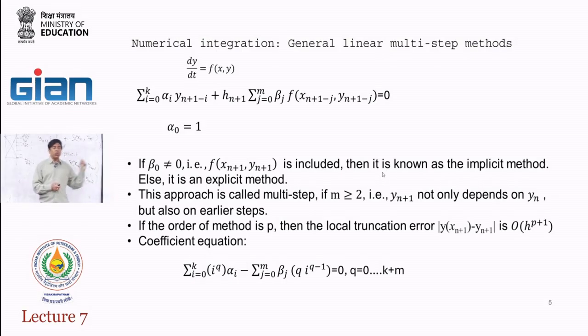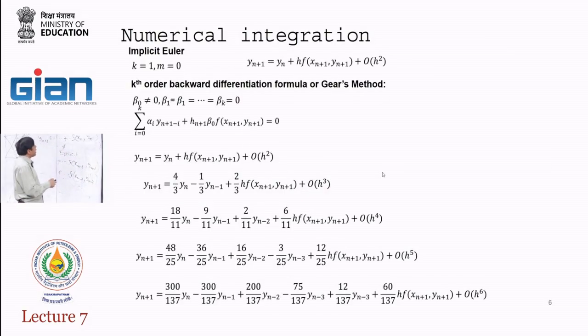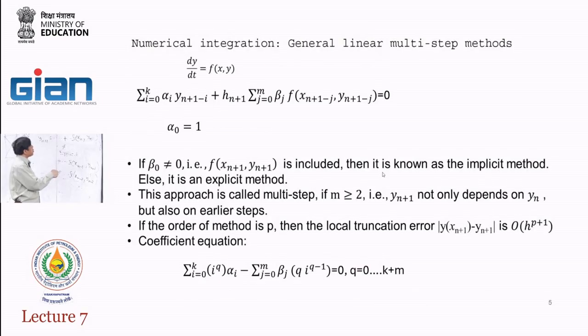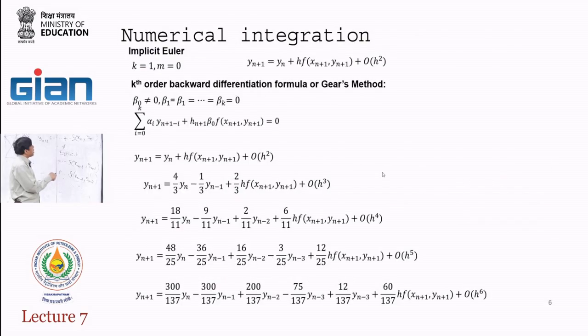If I take these two equations, and this is a very busy slide, but I will keep going back and forth, if I say k equal to 1 and m equal to 0, that gives me the implicit Euler method. And you can substitute all kinds of numbers there, and you will see all the Adams-Moulton and Adams-Bashforth equations, everything will show up there.